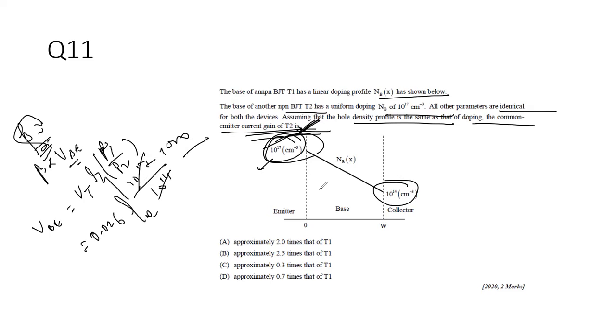This is 0.026 ln of 1000, which is approximately 0.179, so approximately 0.2 volts. So option A is the right option. This is the end of the video, and these are the questions from your BJT.